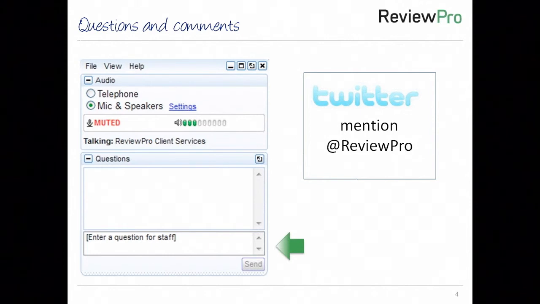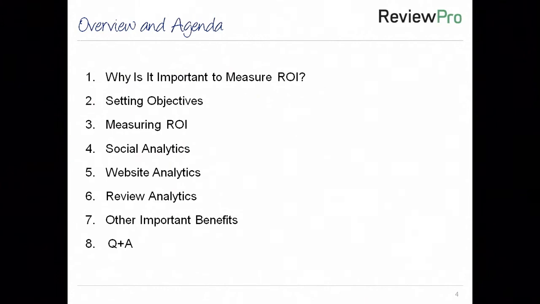So whether you're a general manager who's a bit skeptical about social media, or you're a social media manager, you're going to learn ways to first assess why it's important to measure ROI, and then set objectives, and then measure ROI. We're going to look at three main ways to measure ROI: social analytics, website analytics, and review analytics. And then we'll talk about a few other important measures of success in social media that we should look at as well.